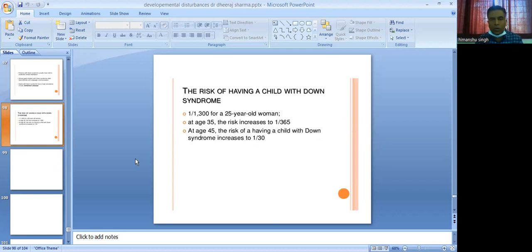Now, who is at risk of having a child with Down syndrome? It is seen in one case out of 1,300 for a 25-year-old woman. At an age of around 35, the risk increases to 1 in 365, and at 45, the risk of having a child with Down syndrome increases to 1 in every 30.